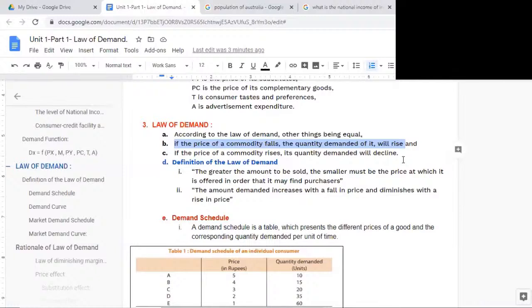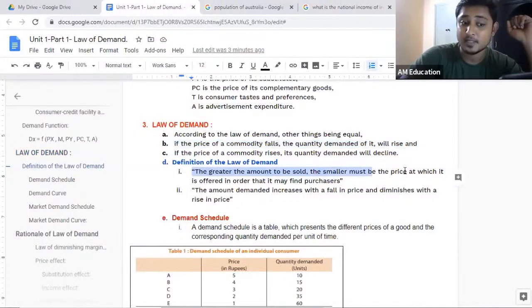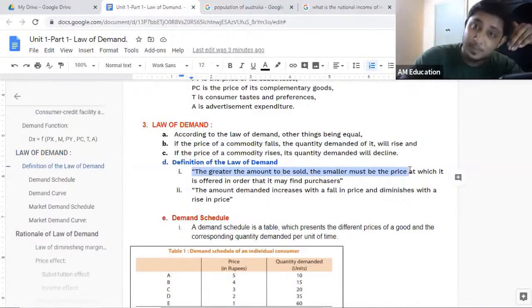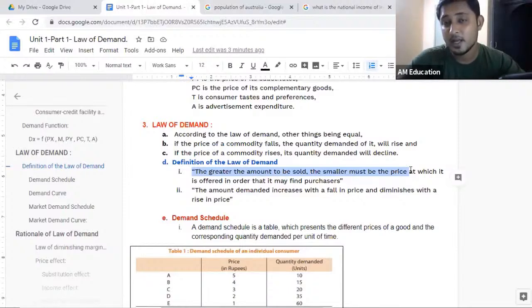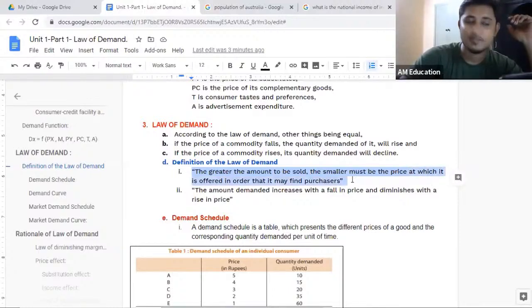So this is the meaning of this law. But how do you define something? The greater the amount to be sold, the smaller must be the price. Correct or wrong? The greater the amount to be sold, the smaller must be the price. True or false? You want to sell a greater number of quantities, the price should be? At which it is offered in order that it may find purchasers.